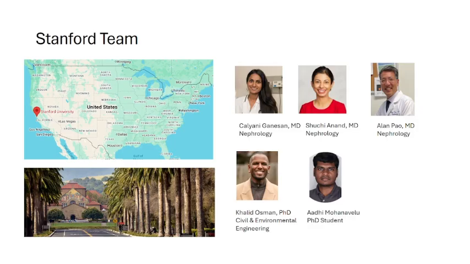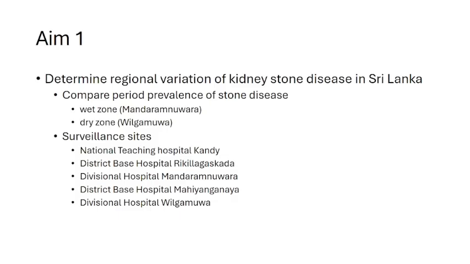So our team consists of nephrologists and civil engineers. Dr. Kalyani Ganesan couldn't come with us on this trip, but she's been working in the background, and Dr. Anand and myself. And then the civil engineering team is Dr. Khalid Osman, as well as Adi Mohanavelu, who is here with us in the front row. And so the idea is that we have three aims.